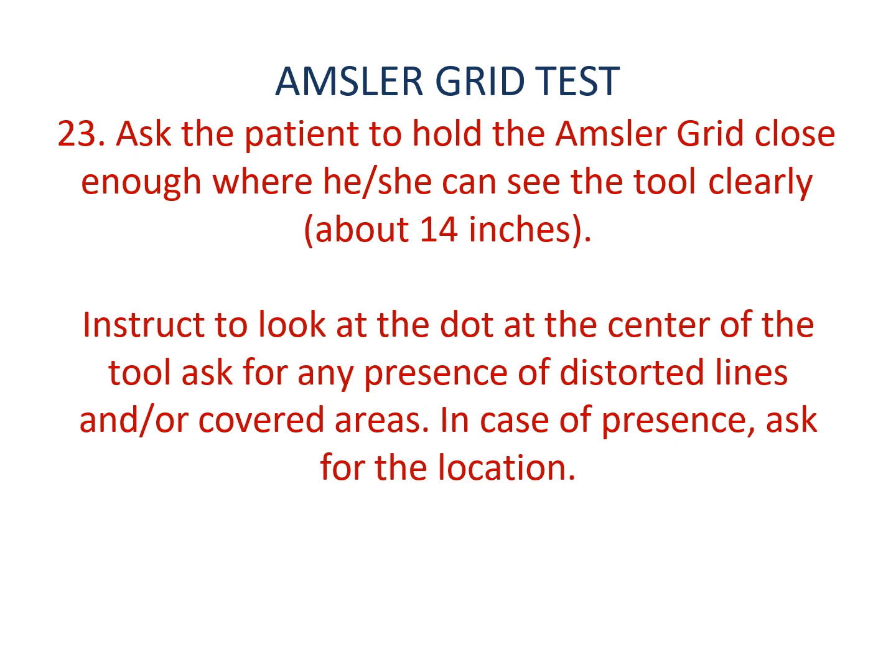To test for the presence of any other problems, you may use an Amsler grid and perform Amsler grid testing. Ask the patient to hold the Amsler grid closely enough that he or she can see the tool clearly, usually the same distance as the assessment of near vision, about 14 inches. Instruct the patient to look at the dot at the center of the tool and ask about any presence of distorted lines and or covered or blocked areas. In case of presence, ask where he or she can see it.